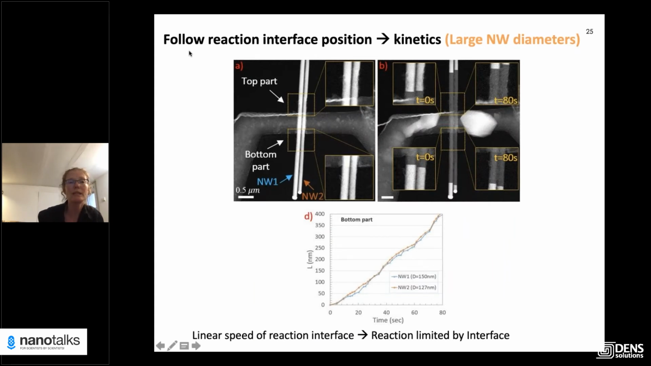We have also looked at the reaction kinetics by checking the interface position in nanowires with much larger diameters. Here the diameter is around 127 or 150 nanometers. This is again an experiment where you see two nanowires side by side underneath the aluminium heating strip. Following the position of the reaction interface over time, we now get a more linear relation, and they basically proceed at the same speed. According to models, this may indicate that the reaction is limited by an interface.